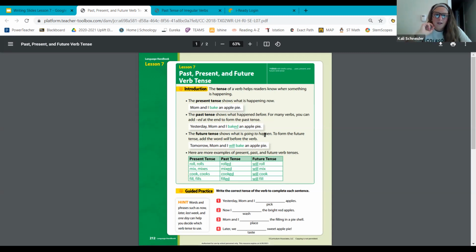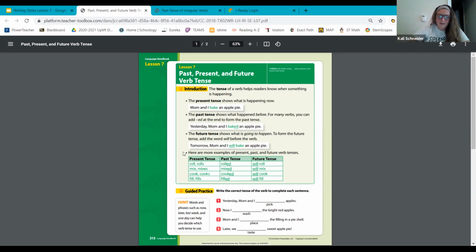All right. The future tense shows what is going to happen. To form the future tense, add the word will before the verb. Tomorrow, Mom and I will bake an apple pie. So we use the present tense verb of bake, but we add will before it, will bake, because we know that's going to happen in the future. So let's take a look. Here are more examples of present, past, and future tense verbs.